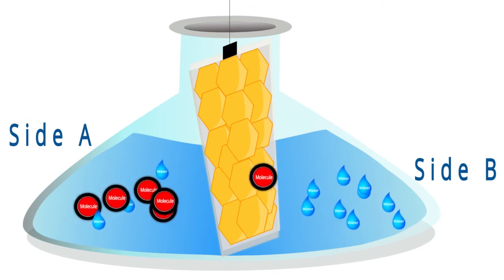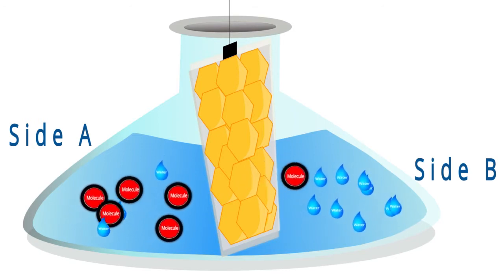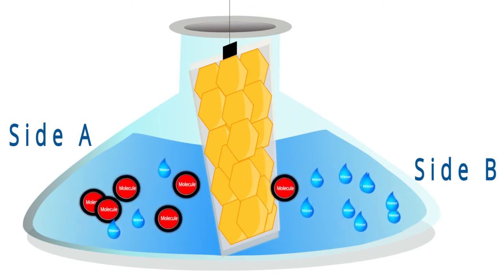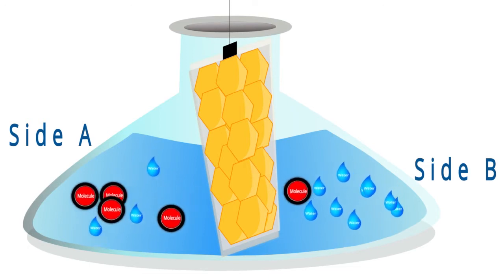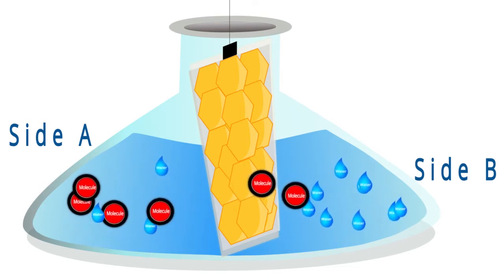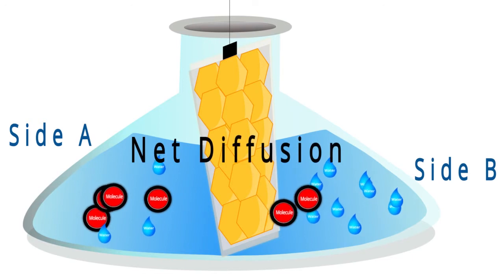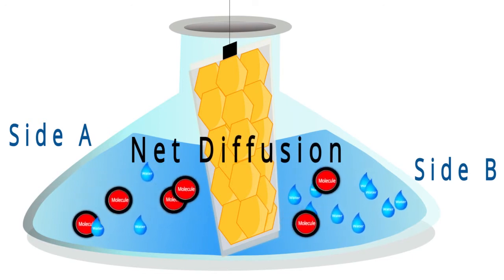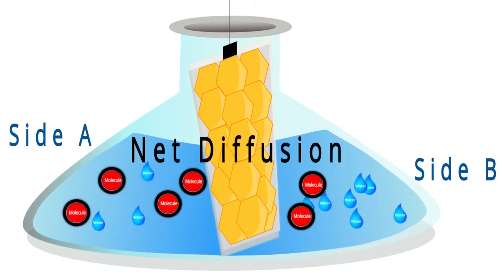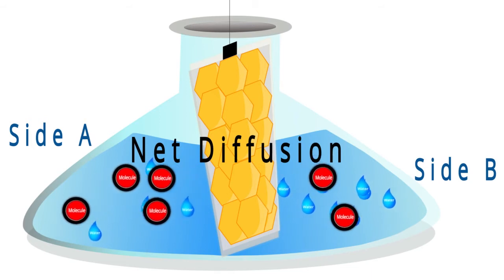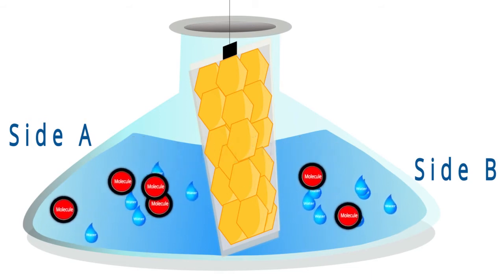Because there are more molecules moving on side A, there are also more collisions, so more particles move from A to B than from B to A. The amount of materials moving from side to side is called net diffusion. Net diffusion moves down the concentration gradient from areas of high concentration to areas of low concentration.